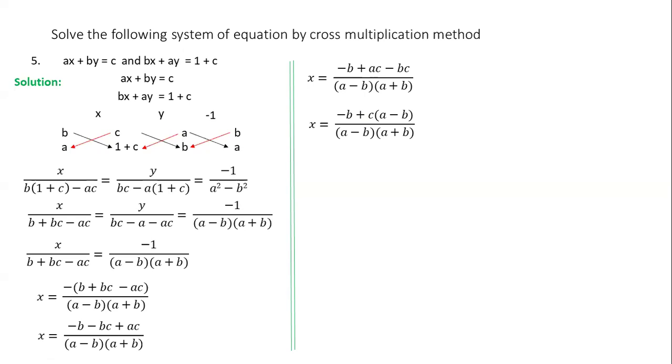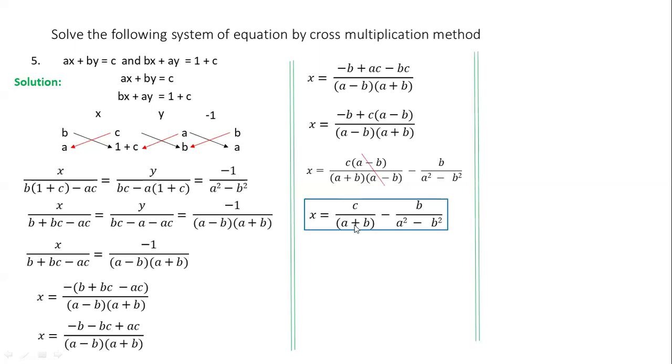Here both these two terms have C as the common factor. So let us take out C common. That will become A minus B, C bracket A minus B upon this. Now you split this between these two terms: C upon A minus B upon A plus B A minus B, minus B upon A square minus B square. So this will cancel, and it will become C upon A plus B minus B upon A square minus B square.